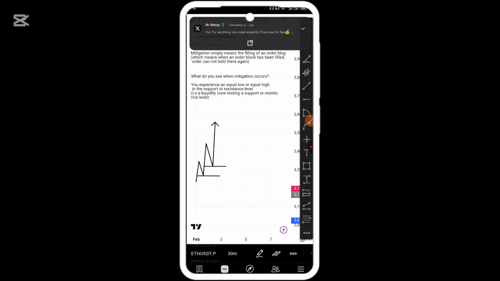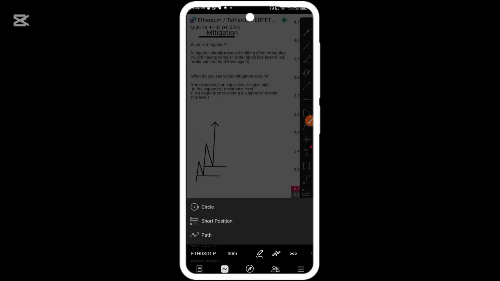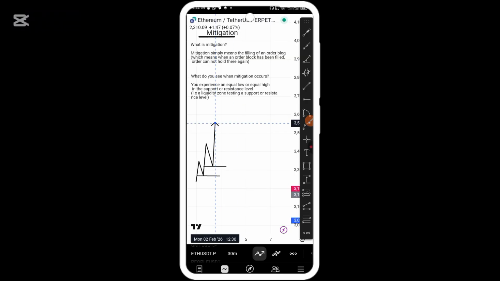As it stands now, there's nothing like mitigation happening here. You see, because the two other blocks we have here are empty. You understand? So when they say mitigation is the filling of an order block, let me go further. Now let's see what mitigation is all about. Let me bring out my pattern. This is a chart.